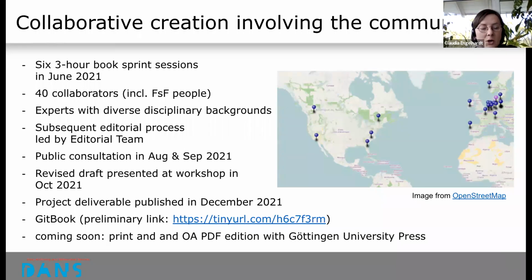By now, there is also a GitBook version, which will be easier to update and work with with regard to potential future updates of the content. And coming soon is also a print edition and an open access PDF edition with Göttingen University Press.